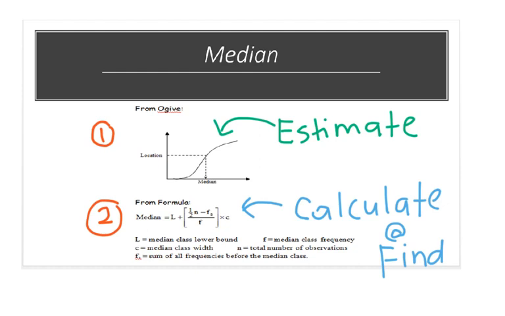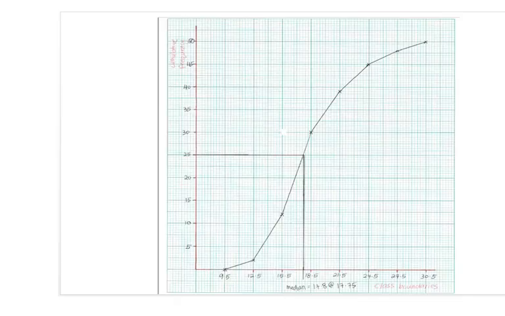Let us go with the first method, which is to estimate the median. Again, estimating the median is done from the ogive. So you will need to have an ogive drawn on graph paper. I already have an ogive drawn on the graph paper. This is the ogive for our table just now, which is about the time for waiting to be served food. So this is our ogive.